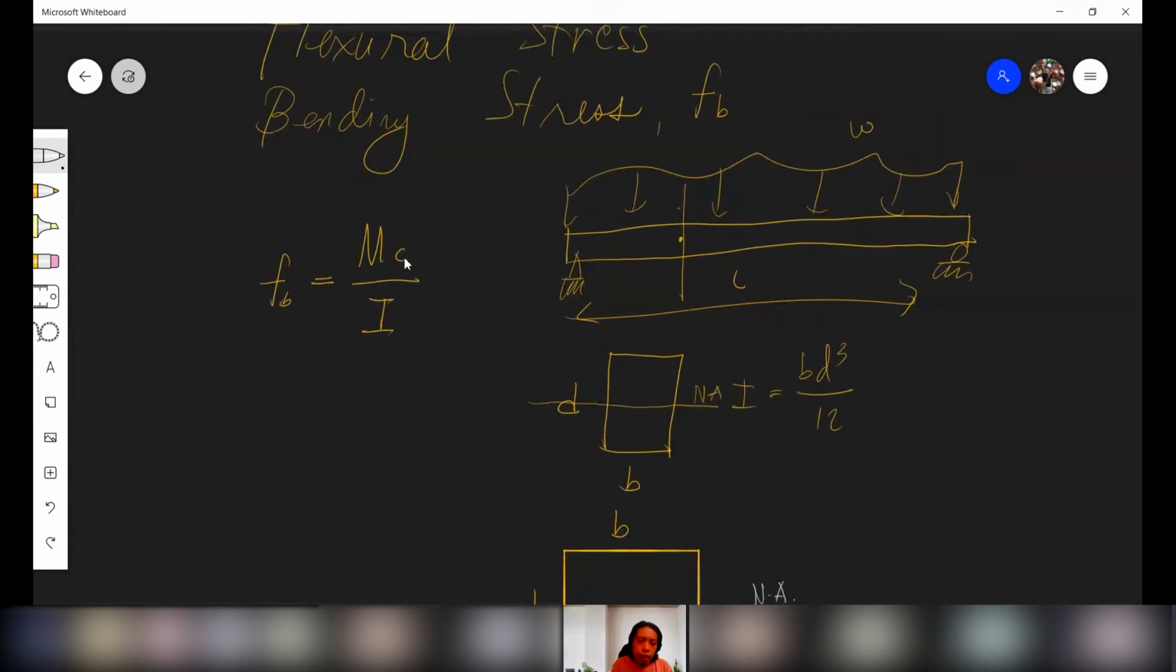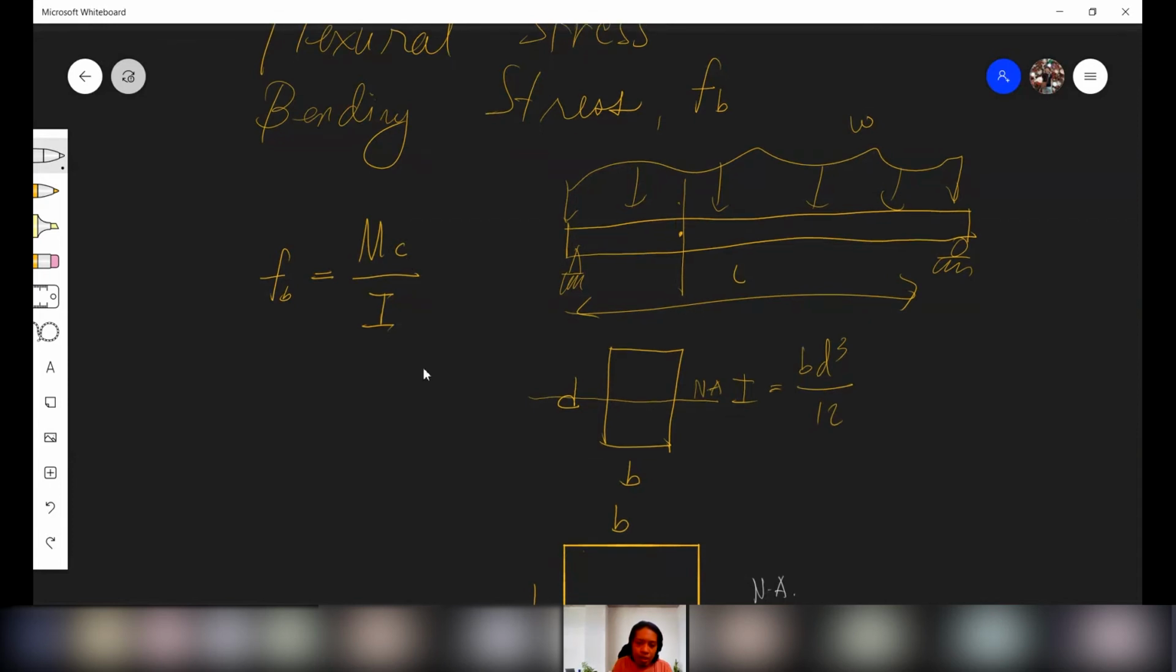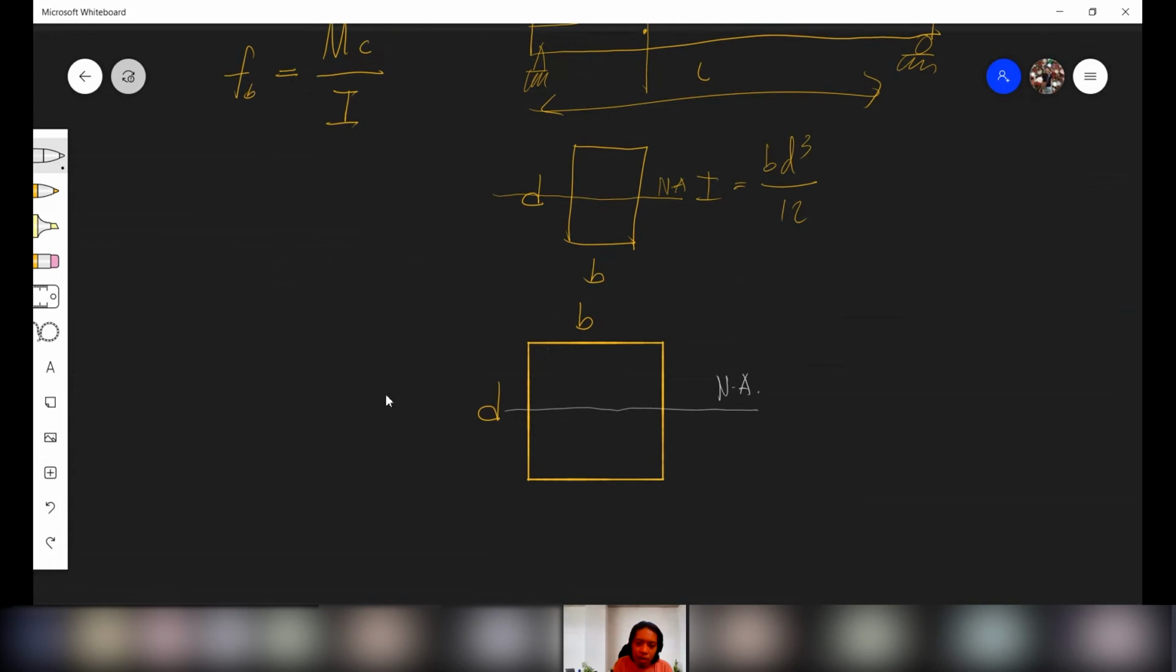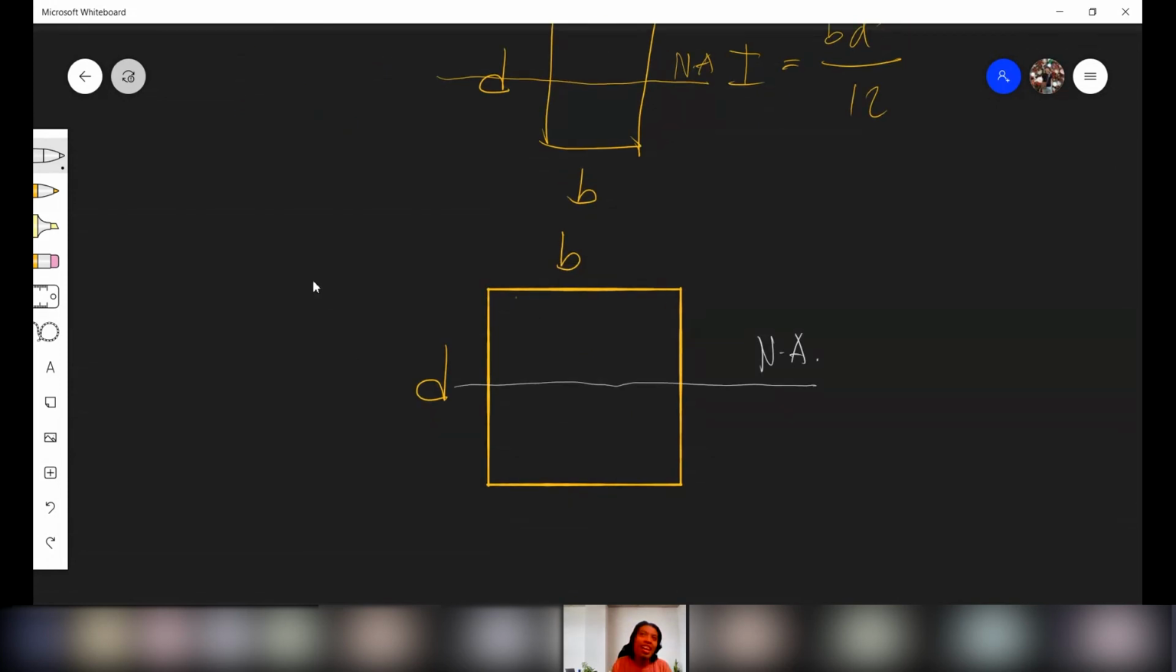Okay. Now, what is C? C is the distance of the fiber being considered from the neutral axis. C is the distance of the fiber being considered from the neutral axis on the section wherein you are trying to solve for the value of the flexural stress.